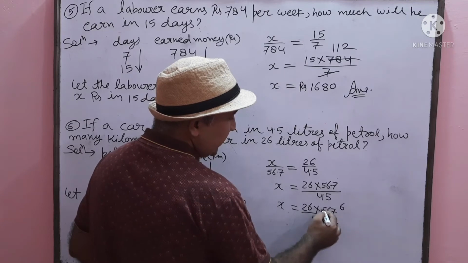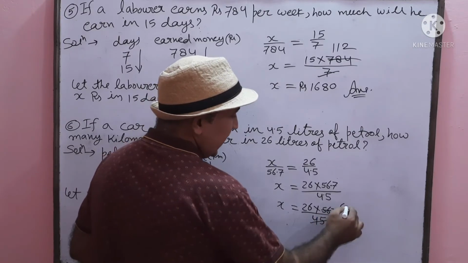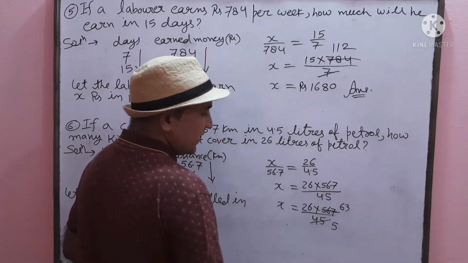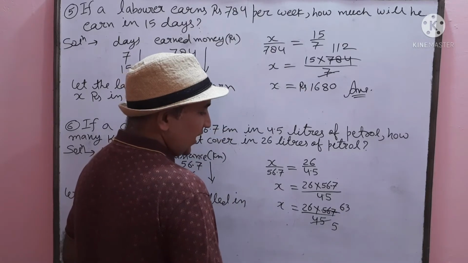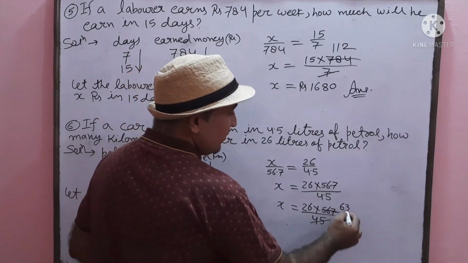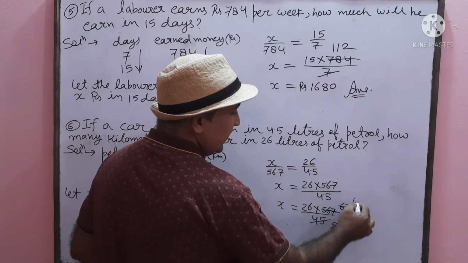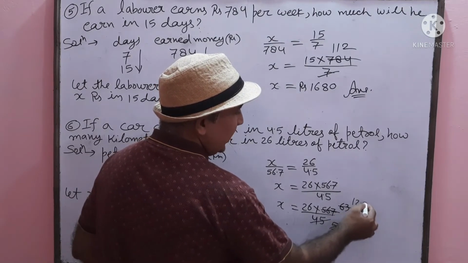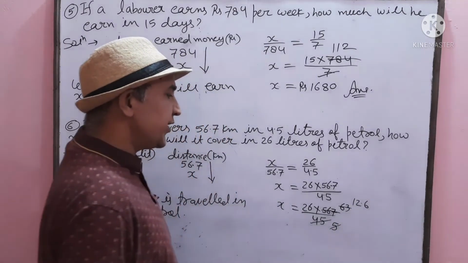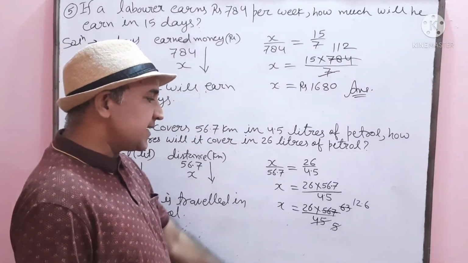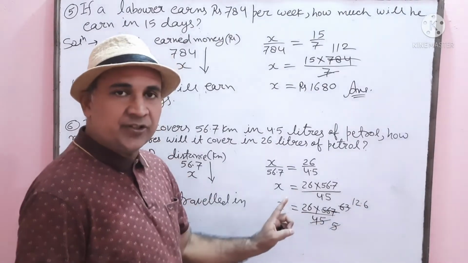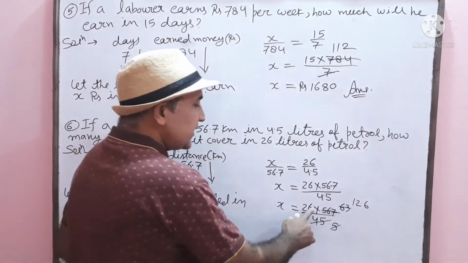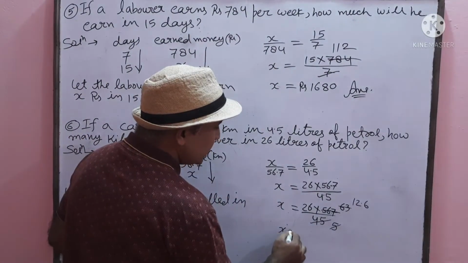9 6s are 54. And 9 3s are 27. After this, dividing 63 by 5: 5 1s are 5, 5 2s are 10, 5 6s are 30. 12.6 when 5 is dividing 63. Now we have 26 into 12.6.